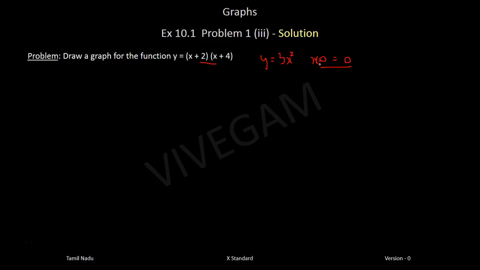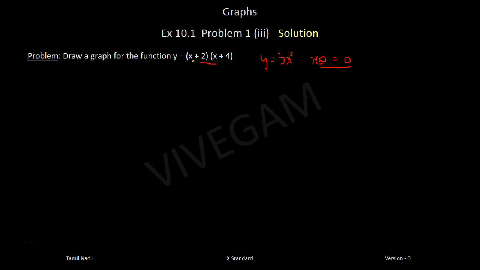Pardon me for this, I can't write any better with this pad actually. Okay, so y is equal to 3x squared. So when x is equal to 0, y is equal to 0. So the point at which the curve cuts the axis is when x is equal to 0. Now if you look at this, when will it cut the x-axis? That is when y is equal to 0, right?